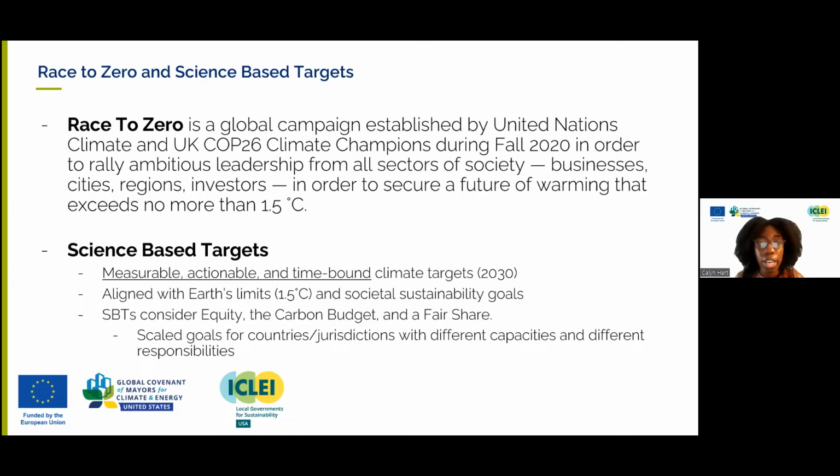And then if you look at a more local level, the Race to Zero is a campaign for cities, businesses, and regions alike that are working to meet that goal of the Paris Agreement of 1.5 degrees Celsius. And so many cities have been joining this Race to Zero and setting up science-based targets. Essentially, these science-based targets are to ensure that a city can reduce their emissions enough to get to that 1.5 degrees Celsius global target.